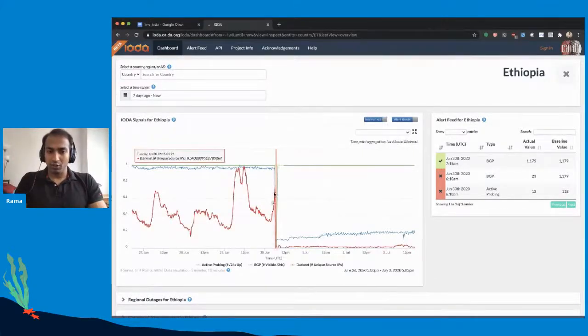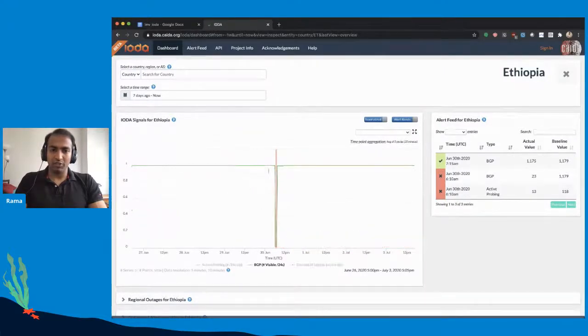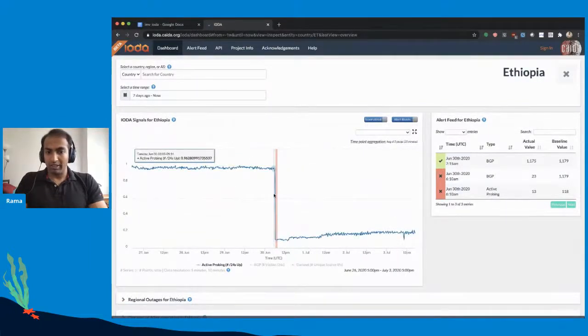For example, in this outage, we already observed that the BGP outage is supposed to have lasted only for a very short duration. I'll also call out that all of these signals have currently been normalized to lie between 0 and 1. But what you can see is that the BGP data source dropped nearly to 0, but this period of time lasted only a short time. Whereas in active probing, the outage apparently is still continuing.